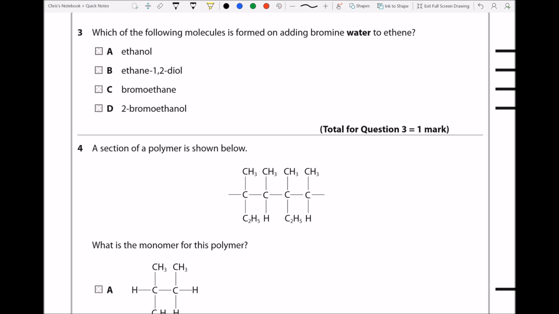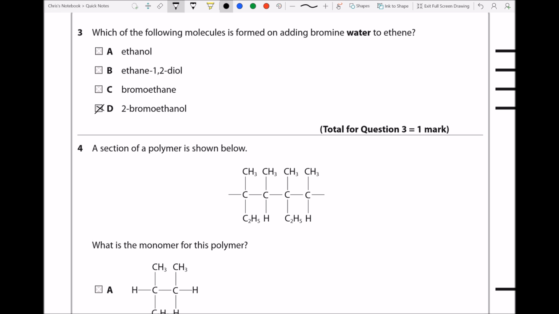Now you can see here, bromoethane would be true if it was pure bromine and it wasn't bromine water. Ethane-1,2-diol: diols are formed when you oxidize them using an oxidizing agent. This is not an oxidizing agent, so we're not using that, something like permanganate. Ethanol, that wouldn't be formed. There's no bromine on there. Bromine's definitely out of the molecule, so it's definitely not that. So the answer is D, because that has the bromine and the alcohol group on there.